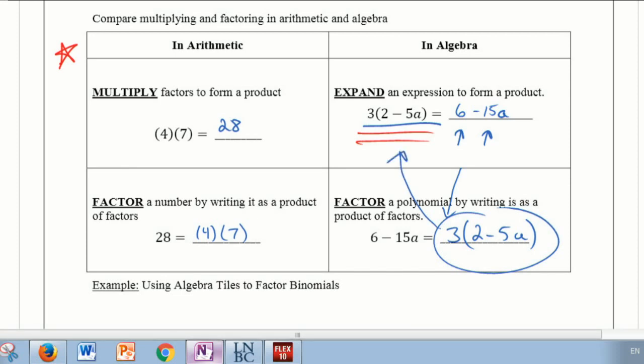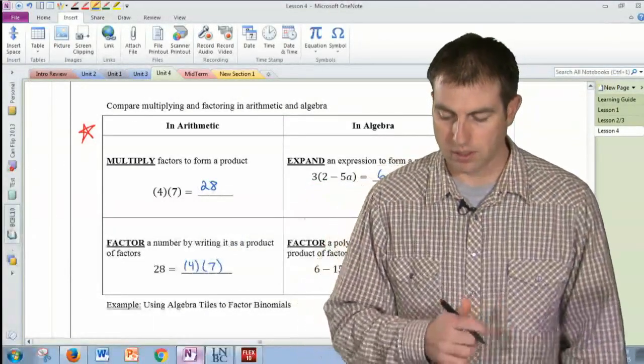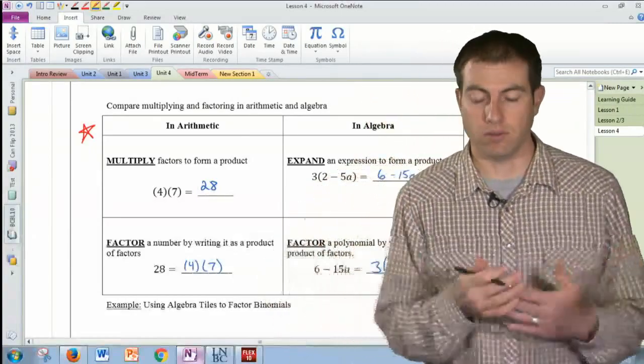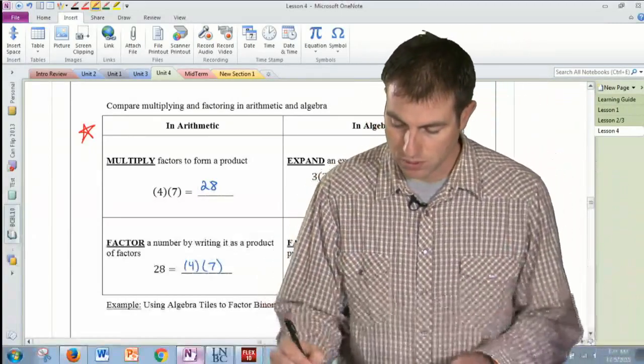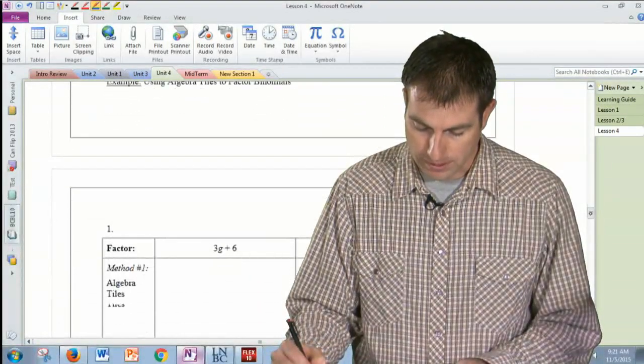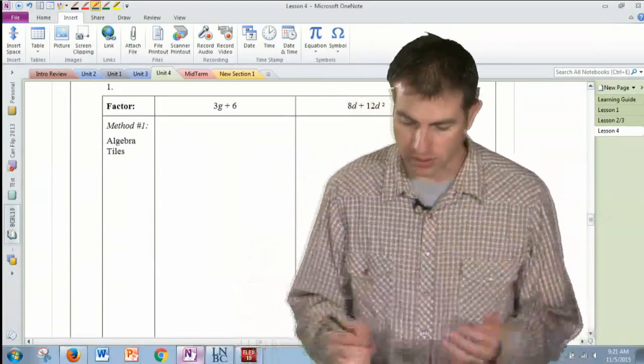So hopefully we don't lose sight of what this whole factoring thing's about, because it can get somewhat tricky, but really it's just we're doing the opposite of multiplication. So let's look at a couple examples, and then we will hopefully understand this really well.